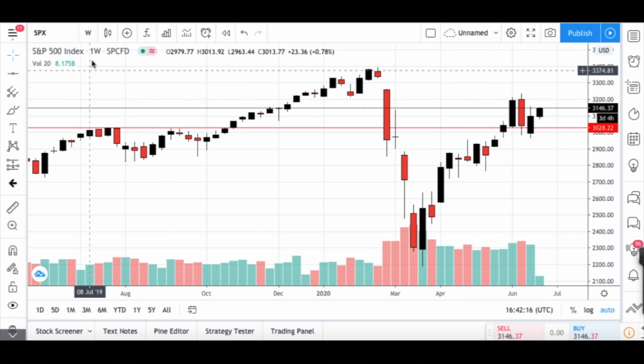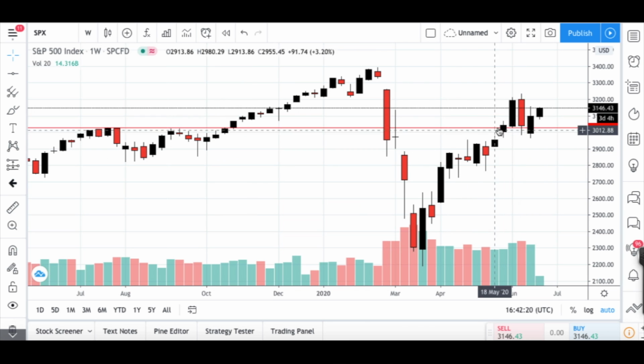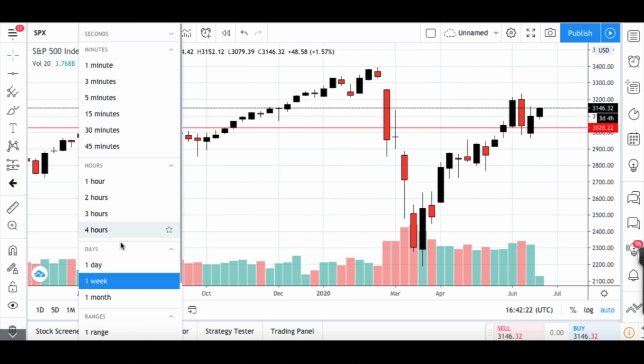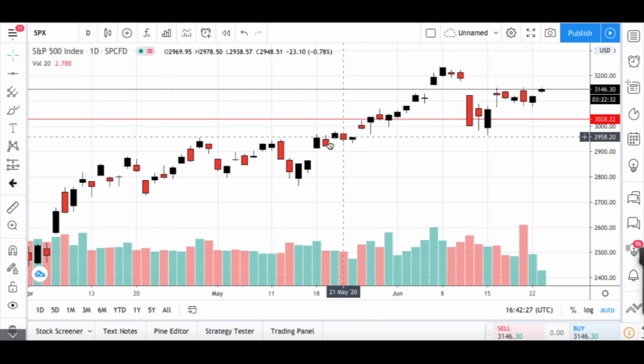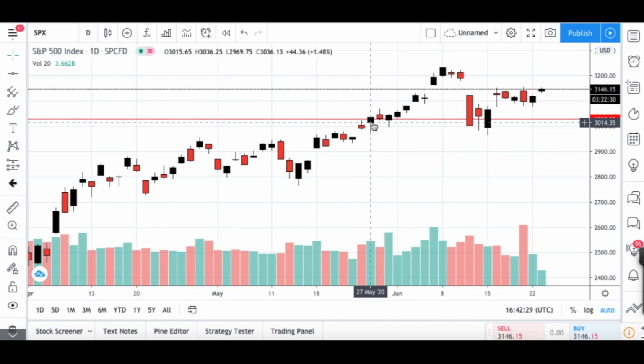So on a weekly chart, we have not much to mark over there. We'll go lower on the daily chart to see if there's any opportunities for us to trade. And here we go. We had the market breaking out. The price closed above that line that we already marked.